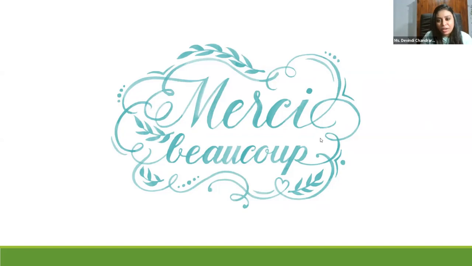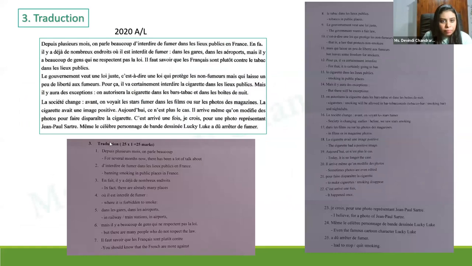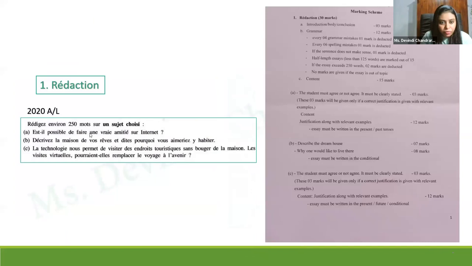How could we set the points for an essay like the 2020 first essay? Is it possible to make a true friendship over the internet? Okay, so here in the marking scheme as well you can find that the student must agree or not. Here it's kind of an argumentative essay, so what you have to do is go for a justification. Is it possible to make a good or true friendship over the internet, for example over social media and phone? Can we have a true relationship? That is what it is asking here.